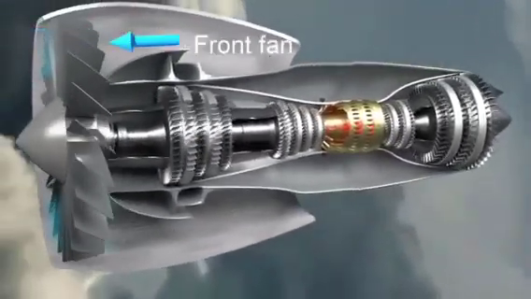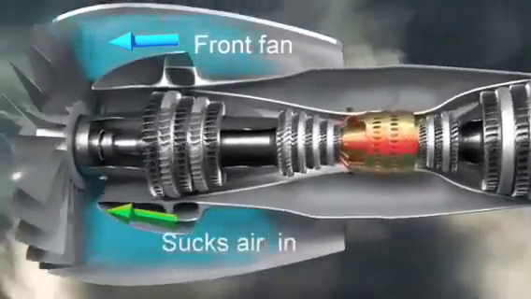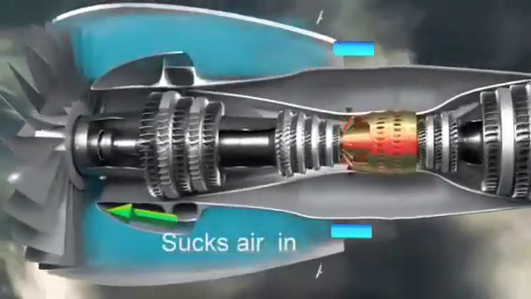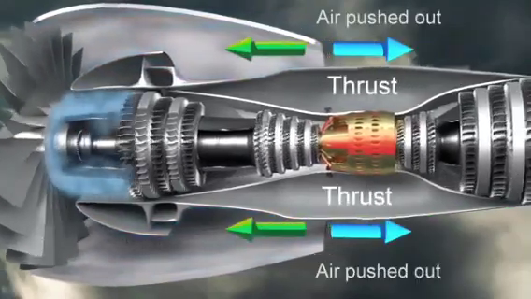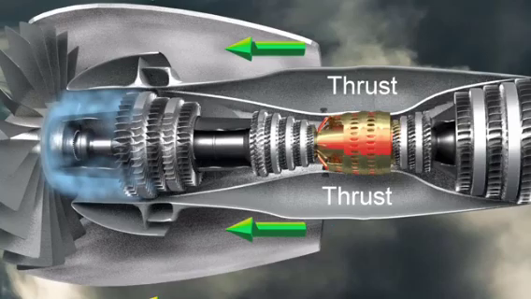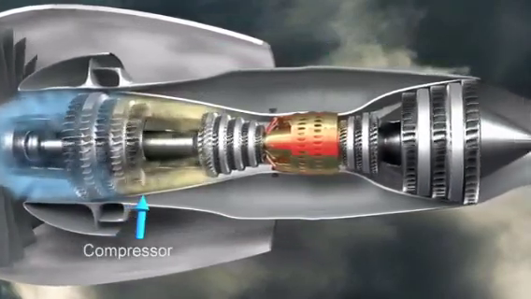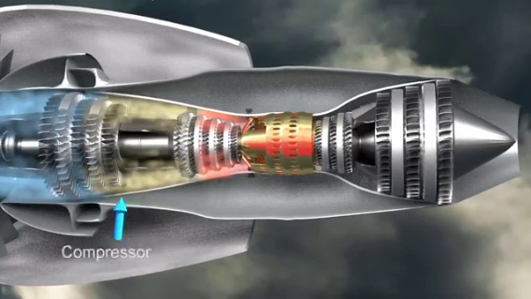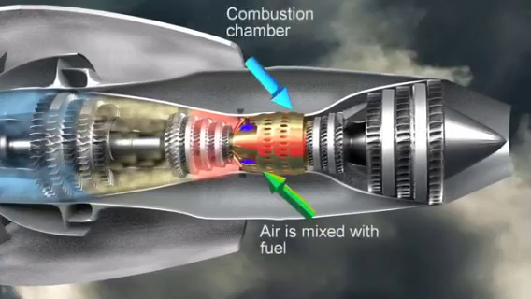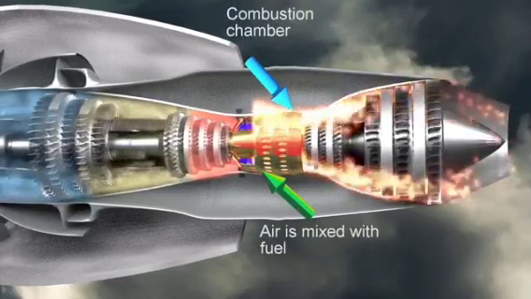In a turbine engine, a fan at the front sucks the cold air in. The majority of this air is directly pushed out of the engine and generates pure thrust. Some of the air goes into a second fan called the compressor. The compressor squeezes the air that enters into progressively smaller areas. Just behind the compressor, in the combustion chamber, air is mixed with fuel and then ignited.